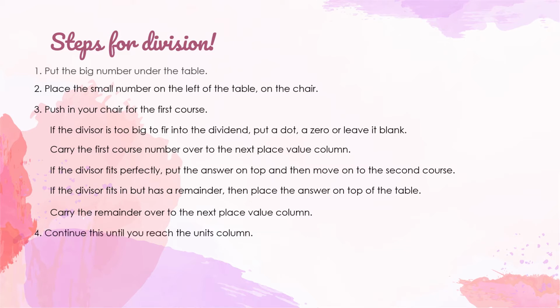Right, step 4, you're going to continue this until you reach the units column eventually. So if you are dividing a 3-digit number, then you're going to do this 2 more times. But if you're dividing a 4-digit number, you're going to do this 3 more times. Step 5, if there is still a remainder in the units column, so you've gone all the way to the units column and there's still a remainder, then you're going to write your remainder at the top of the table. This is going to be in your answer.